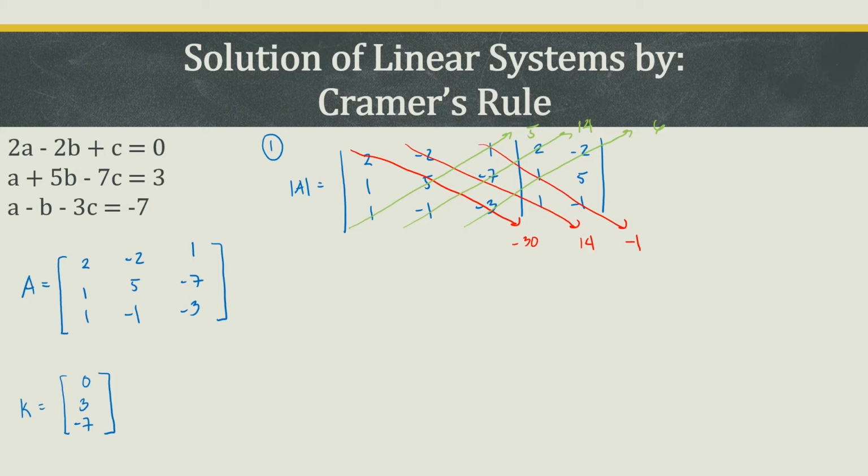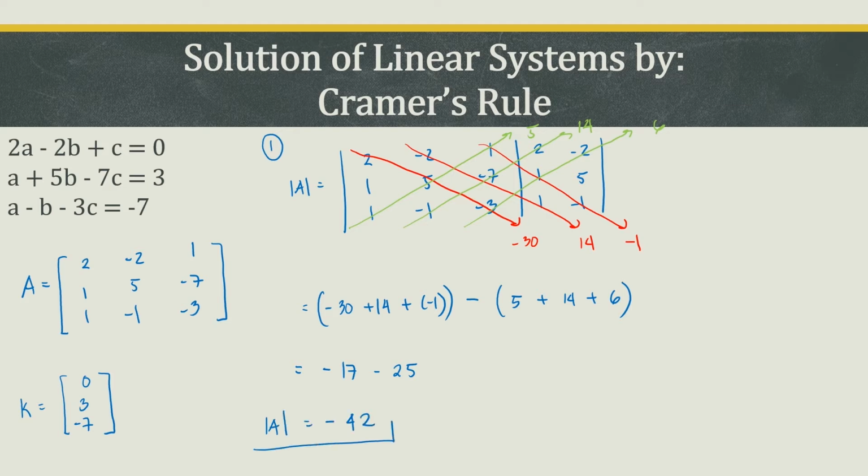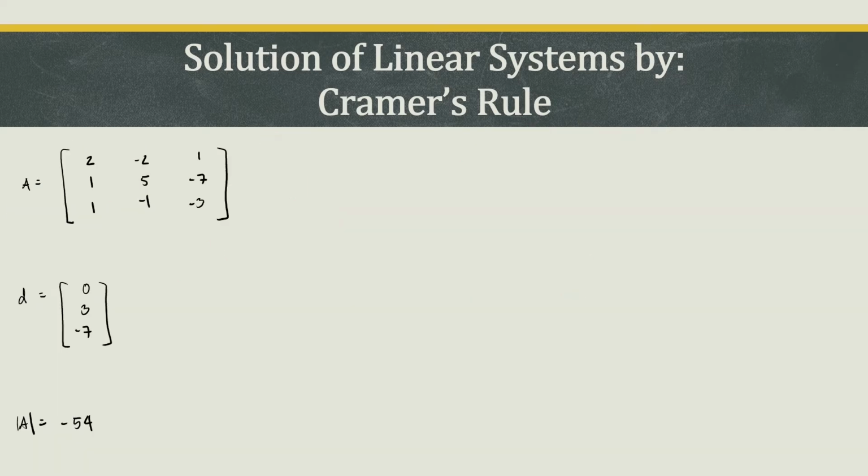And then we will subtract the sum of the secondary diagonals from the sum of the primary diagonals. So it would be negative 30 plus 14 plus negative 1, minus 5 plus 14 plus 6. So this is negative 17 minus 25. So your determinant is now negative 42. Oh, sorry, this should be negative 42.